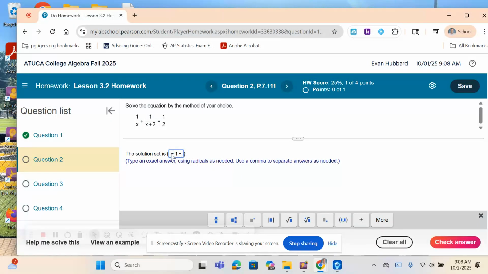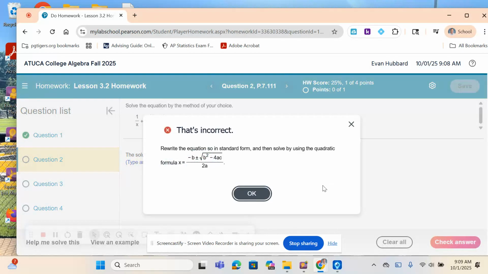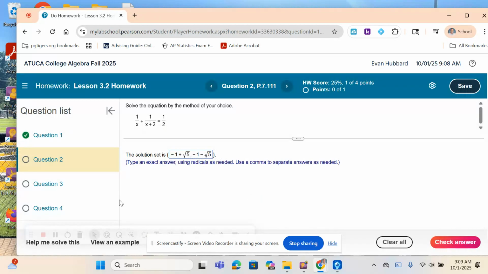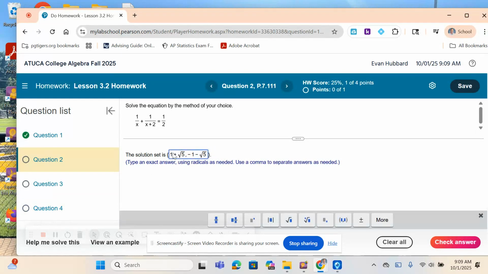1 plus square root of 5, negative 1 minus square root of 5. Whoa, uh-oh. B was negative already. I plugged that in wrong. Negative b, so it's positive. Okay, I apologize about that.